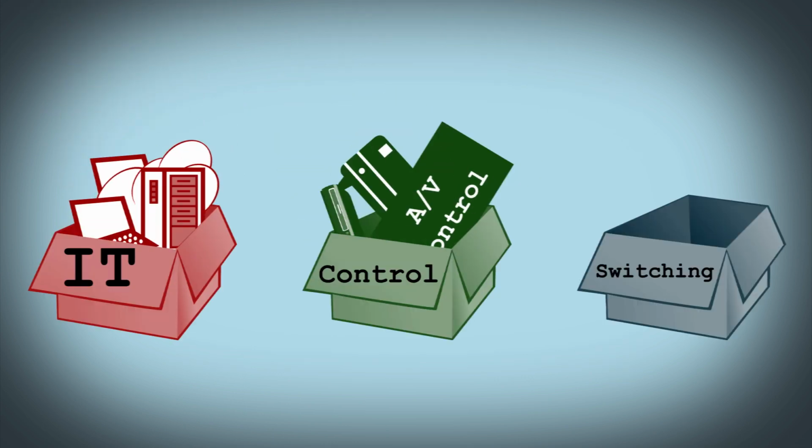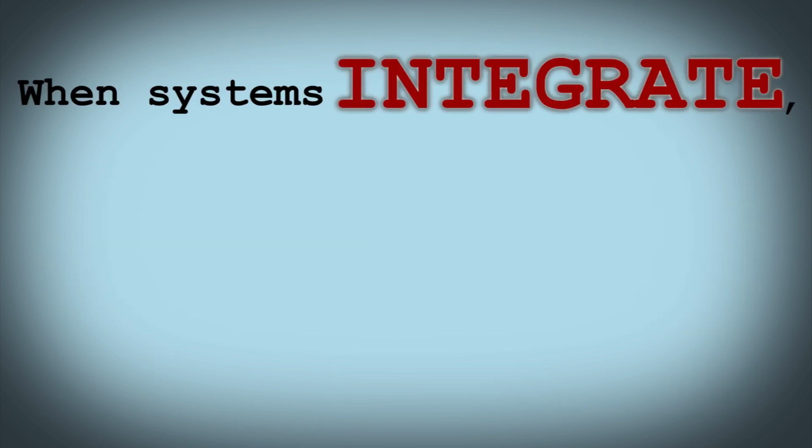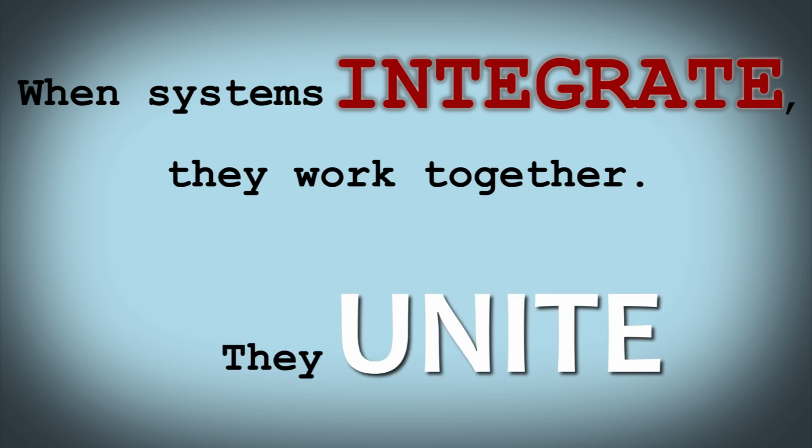This was a step in the right direction, but now these systems are interfacing, not integrating. You still have your IT network box, your control box, and your AV switching box. They just talk to each other now. They interface. But when systems integrate, they don't just talk to each other, they work together. They unite.